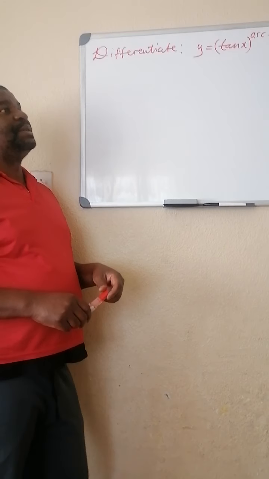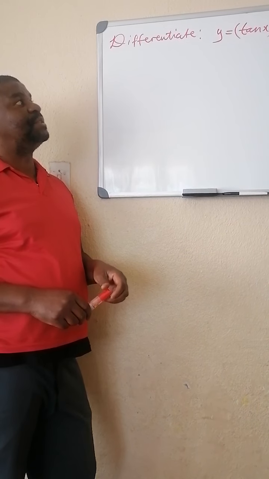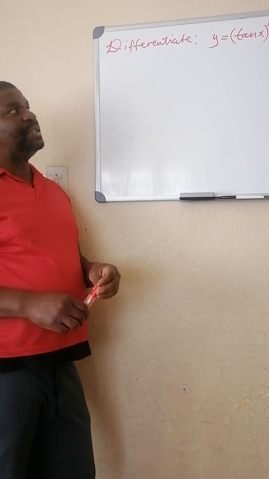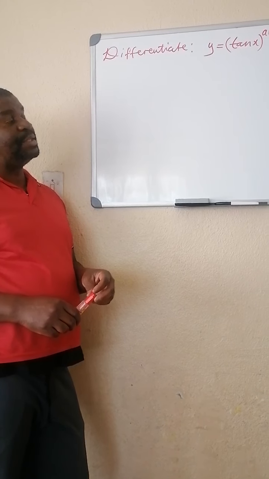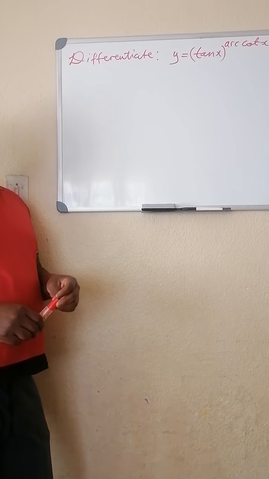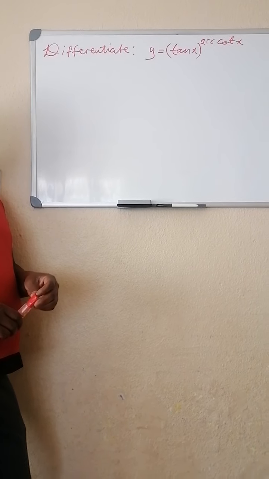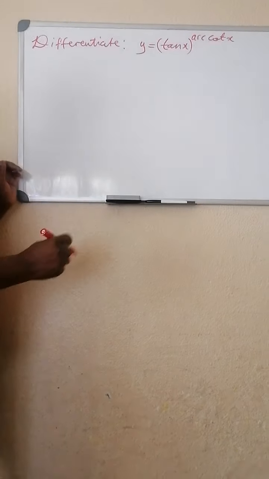Today let's solve this function y equals (tan x) raised to arc cot x. Let's determine the derivative of this function. You look at the function, you realize that the appropriate technique that we need to use will be that of using logs, or ln, on both sides.